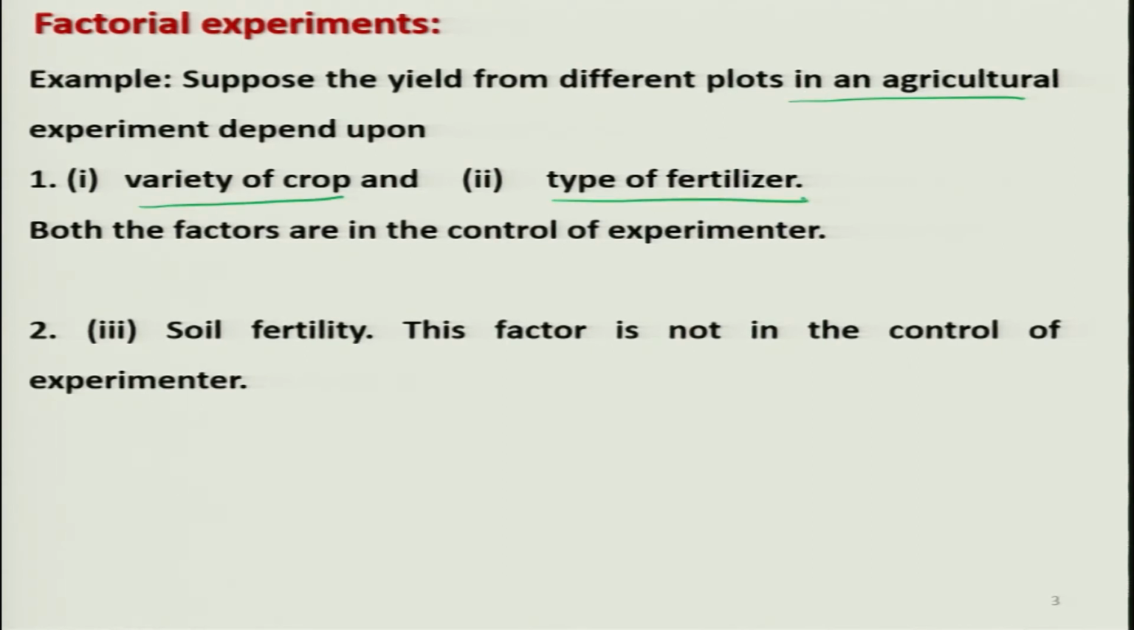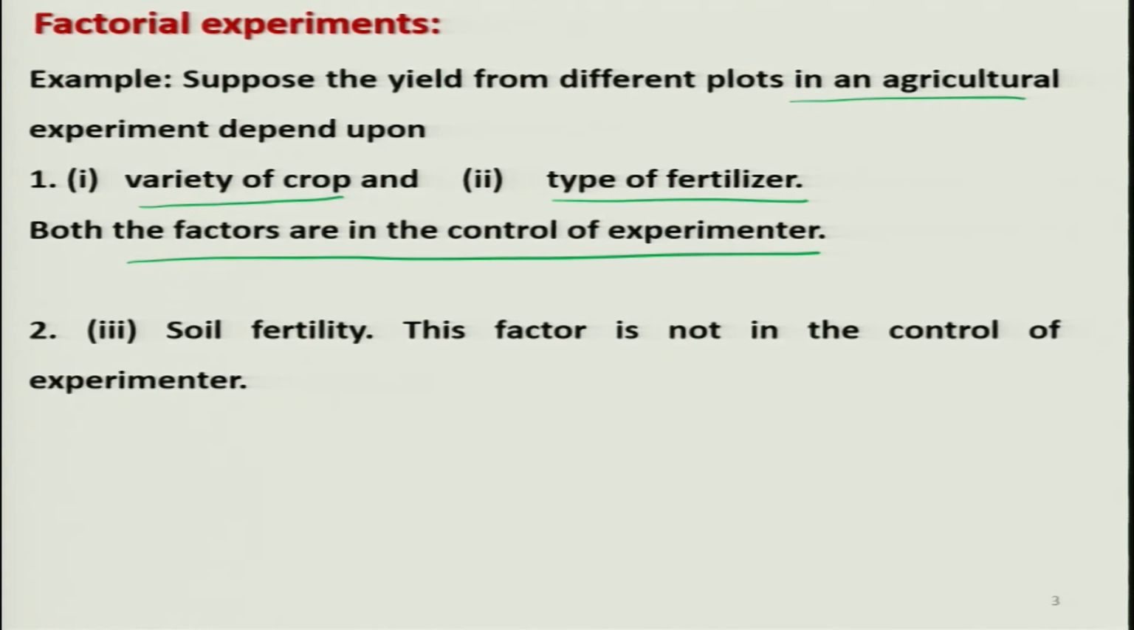We know that sometimes, if you use this type of seed, then possibly you are going to get a better crop, or if you use this type of fertilizer, you are going to get a different type of yield or a better yield, right. So, all those factors are going to affect the yield, and moreover, both the factors are in the control of the experimenter. The experimenter can choose the variety of crop that has to be sown, and the experimenter can decide the type of fertilizer which is to be used.